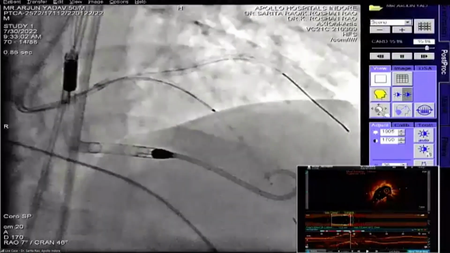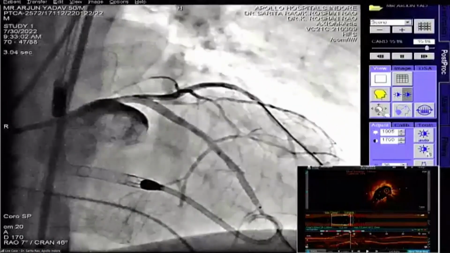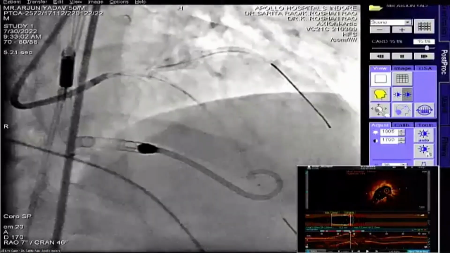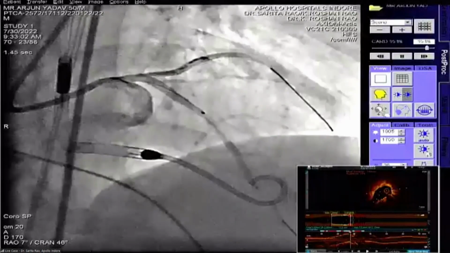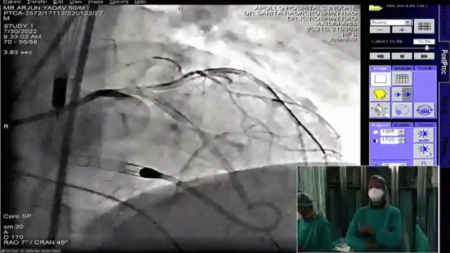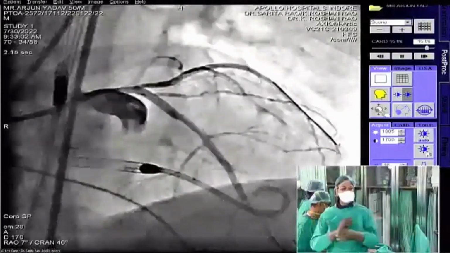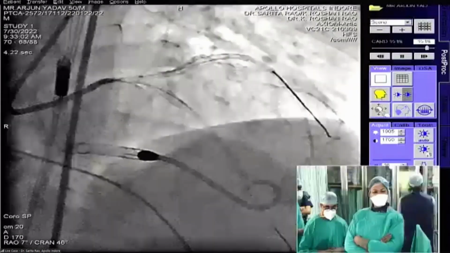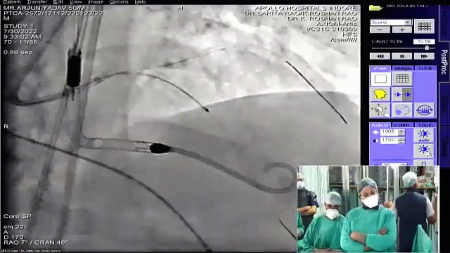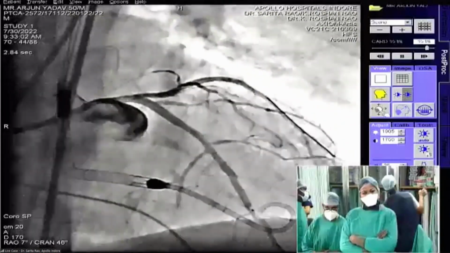But the ostium of the circ was looking a little tight. I think we can take in a 2.5 balloon and just dilate that point at low pressure. Would that be okay? What do you think? Yeah, just to spread the struts across from the ostium, you're saying.